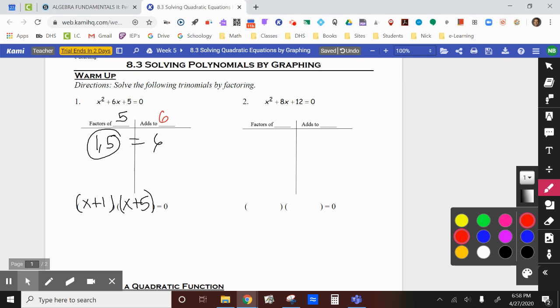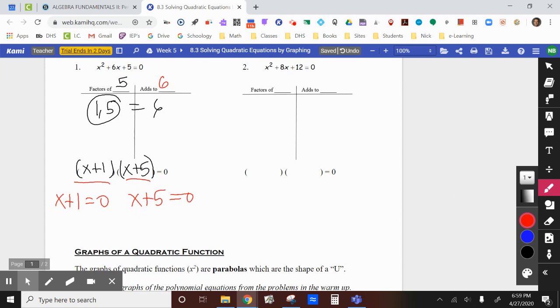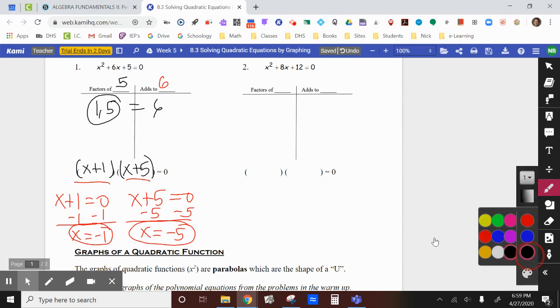And now we're going to use the zero product property and solve both of these equations. We're going to say that x plus 1 equals 0, and we're also going to say that x plus 5 equals 0. Now we're going to solve both of these the same way, with inverse operations. So we get x is equal to -1. And we subtract 5 here, and we get x is equal to -5. Awesome. Hopefully that's what you got.